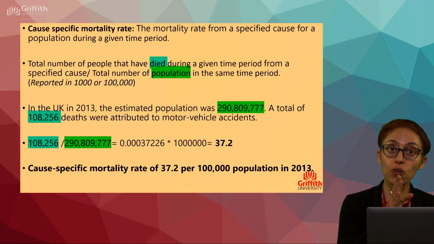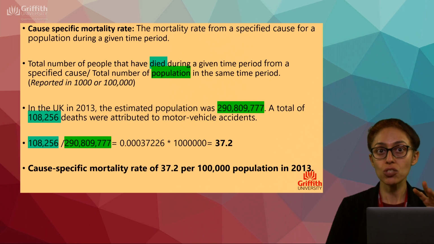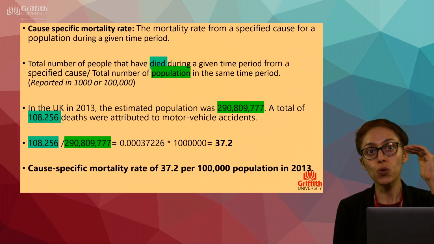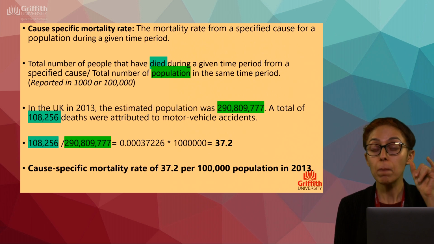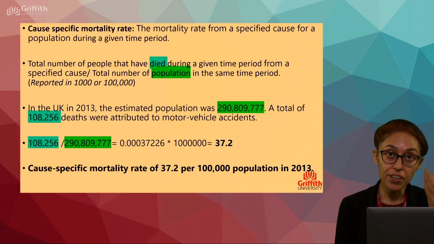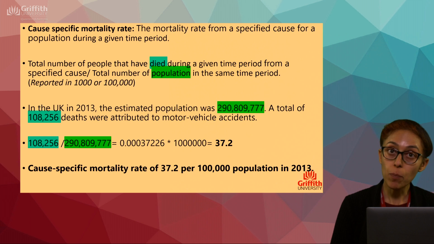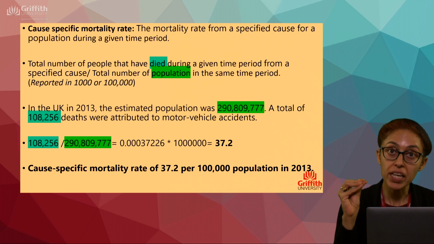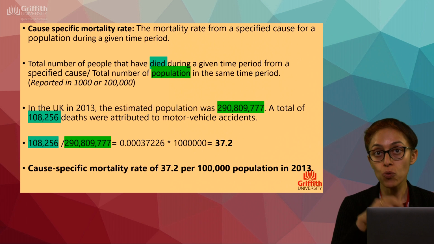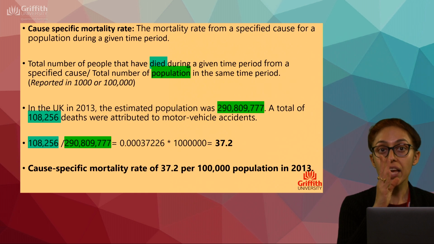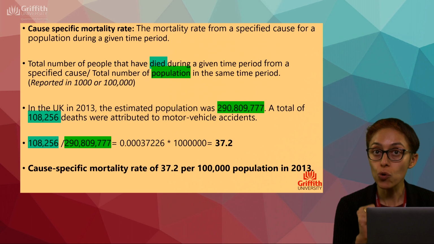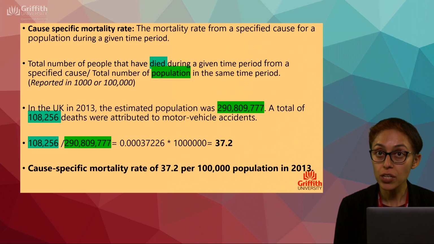Okay. So then you have the same thing. That's why I have color coded things over here. Rather than me talking big numbers, it's easy for you to follow if it's simple, like color coding. So now you have the number in blue, which is deaths because of motor vehicle accidents, divided by the number in green, which is the total population in the UK. And both of these occurred at the same time point in 2013. All right, and then you are reporting this per 100,000, and therefore your answer is a cause specific mortality rate of 37.2 per 100,000 of the population in 2013.